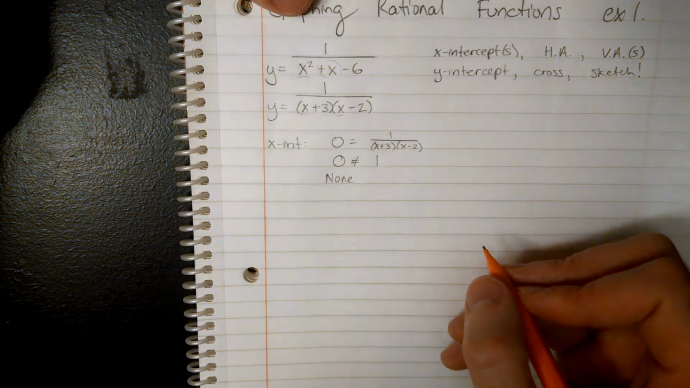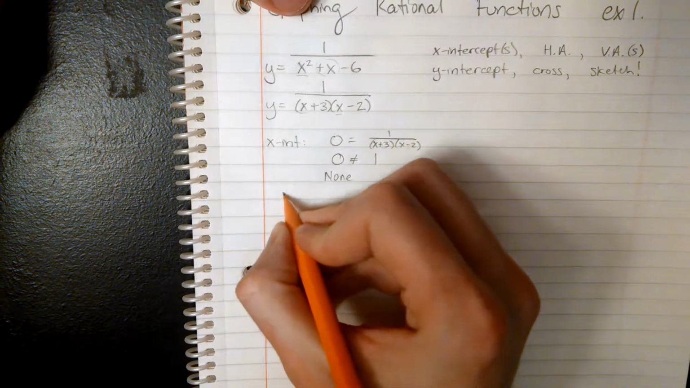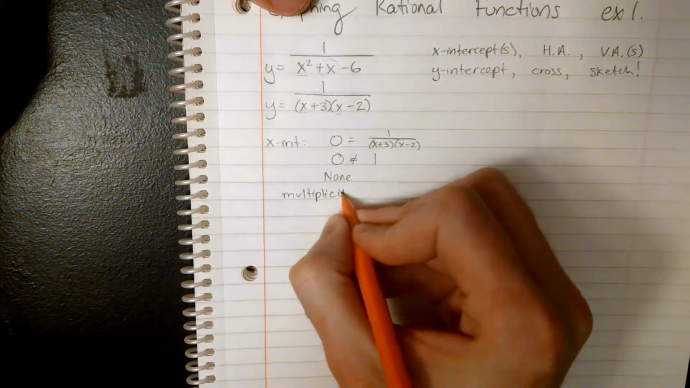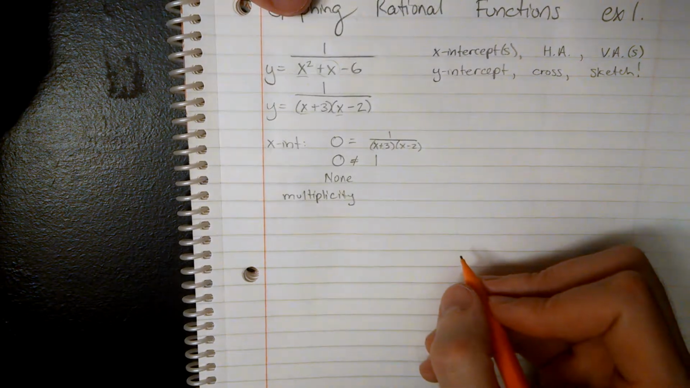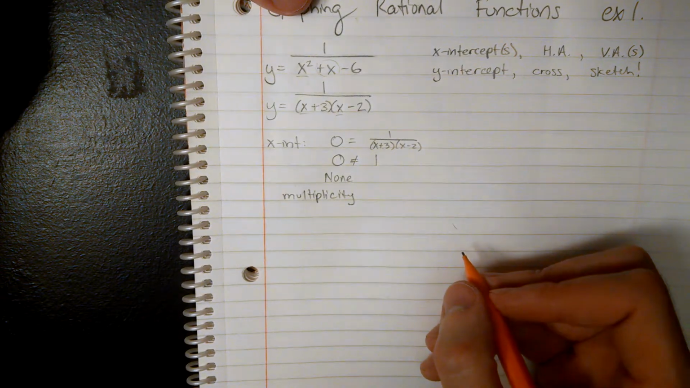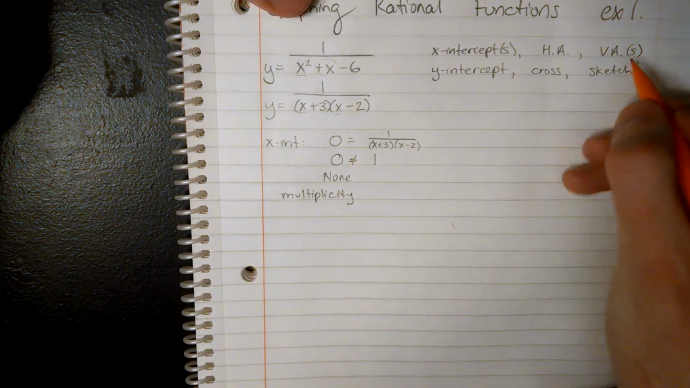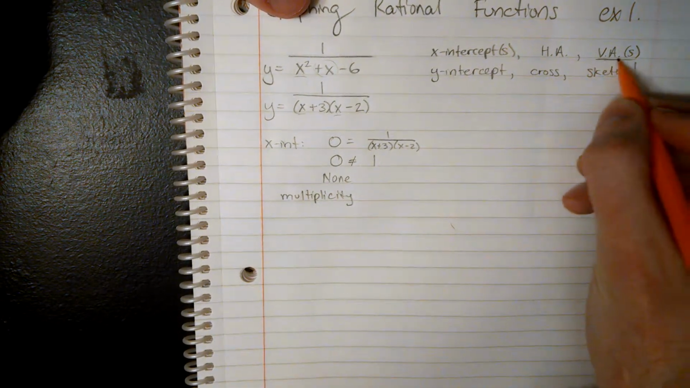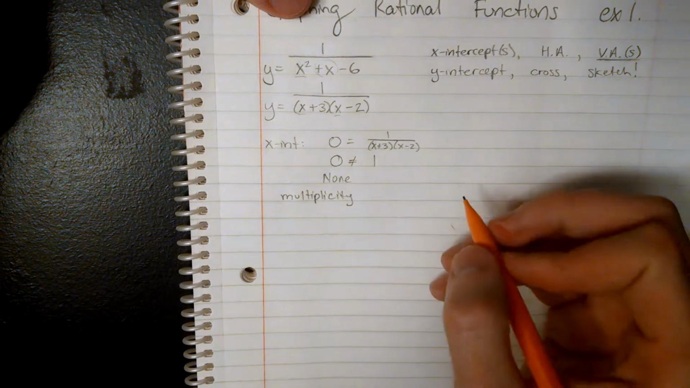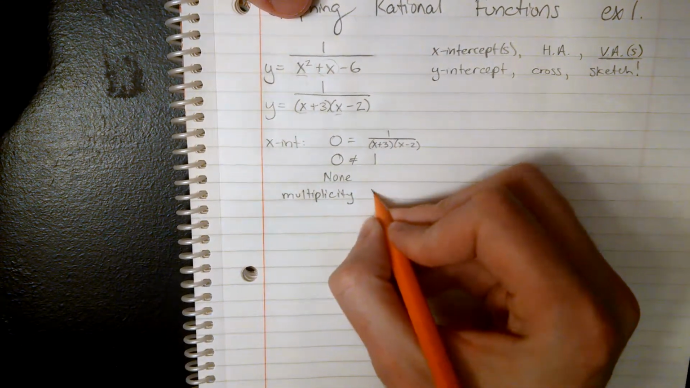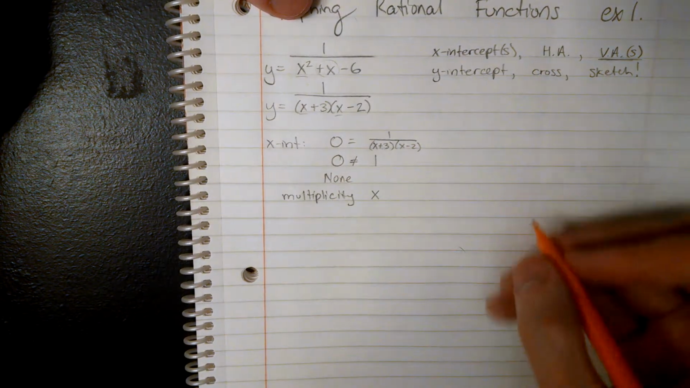Now, if I did have x-intercepts, the next thing I want to do is write down the multiplicity of each of those x-intercepts. Multiplicity is just a fun word to talk about how many times the x-intercept is repeated. And we're also going to look at the multiplicity when I come over here and look at the asymptotes, the vertical asymptotes specifically. But I don't have any x-intercepts to look at, so we'll ignore that for now.